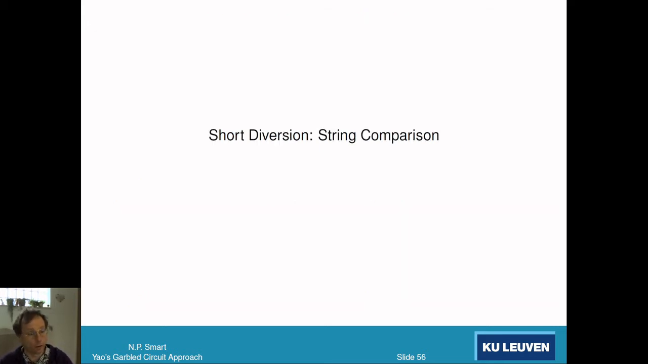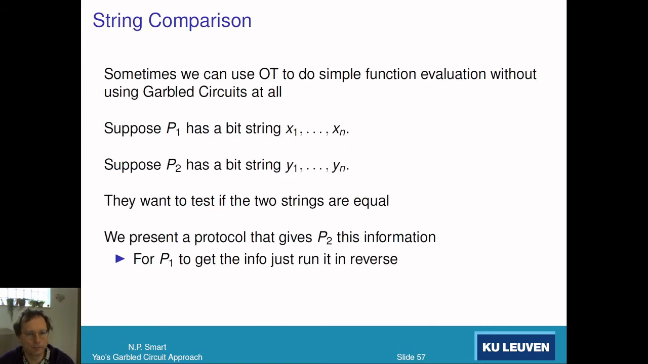If we're going to move on to the two-party Yao protocol, we're going to need a short diversion. We're going to need an extra protocol for string comparison. So how do we do string comparison? Well, we can actually use OT, which is kind of cool. Let's assume we've got player 1 who has a bit string x1 to xn, and player 2 who has a bit string y1 to yn, and they want to test whether the two strings are equal. We're going to present a protocol that gives P2 this information. For P1 to get the information, we just run the protocol in reverse, so that's kind of easy.